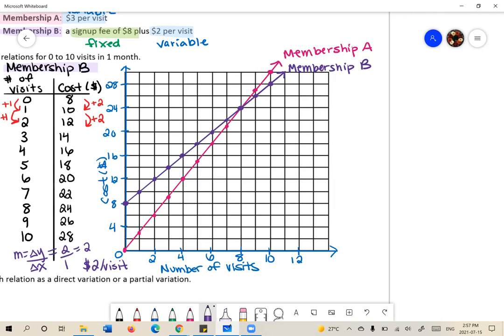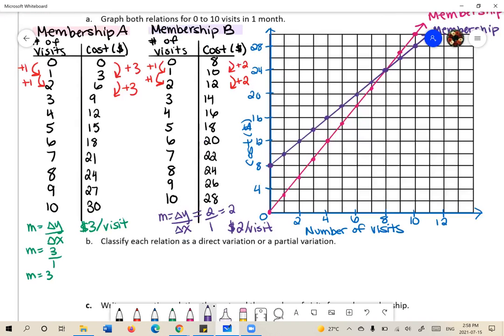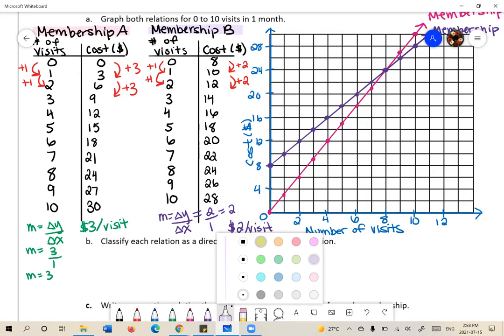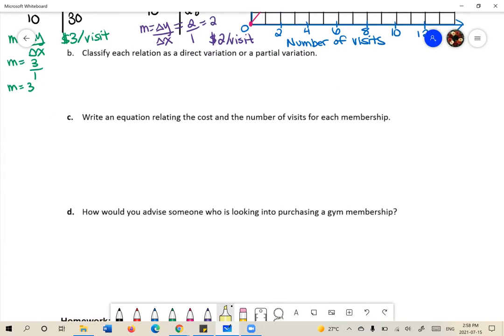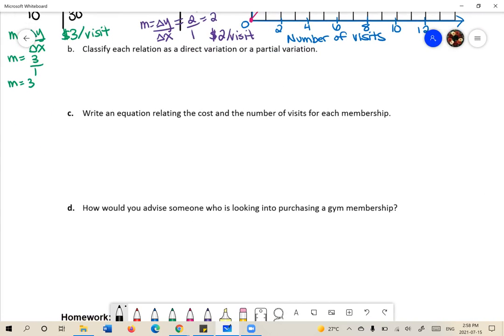From looking at my graph, I know that membership A is direct variation because it passes through the origin, and membership B is partial because it doesn't pass through the origin. Looking at my table of values, I know that membership A is direct because it contains the coordinates 0, 0. And I know that membership B is partial because when x is equal to 0, y is not equal to 0.